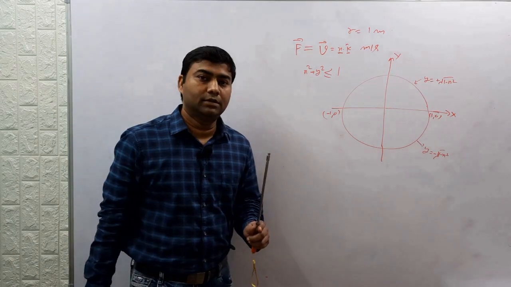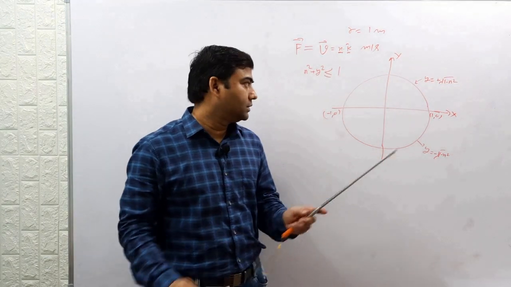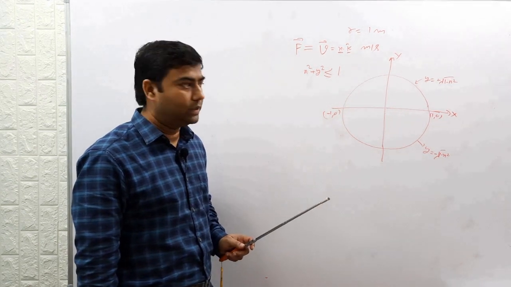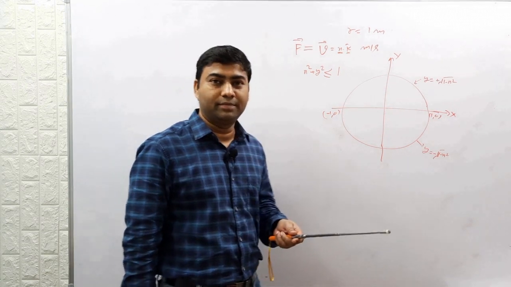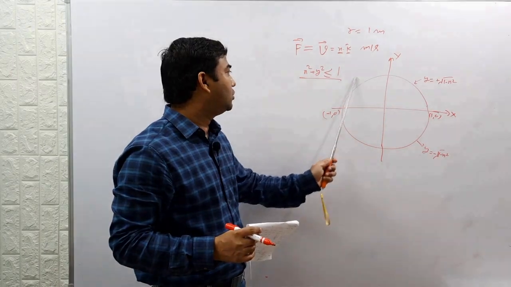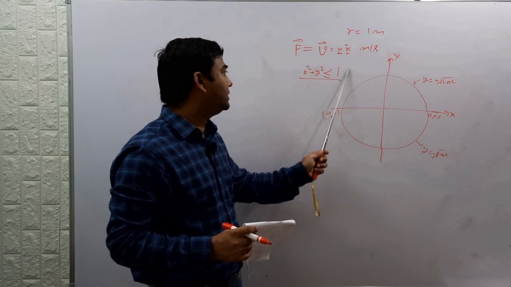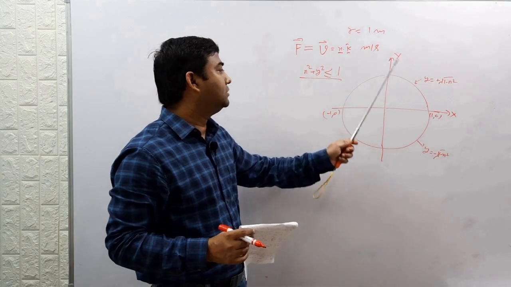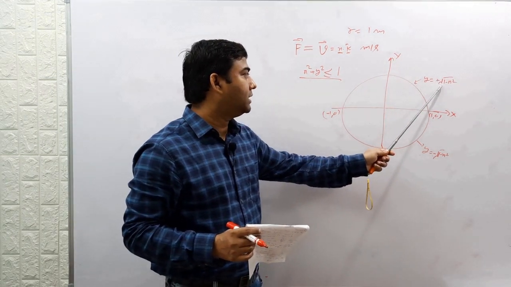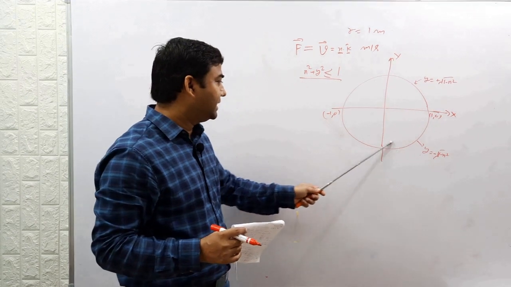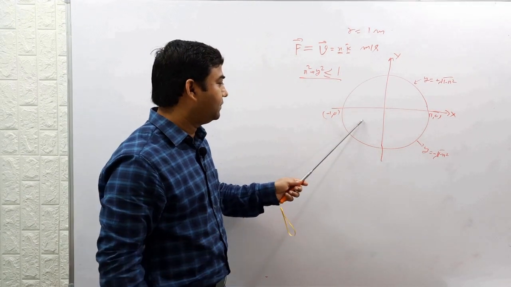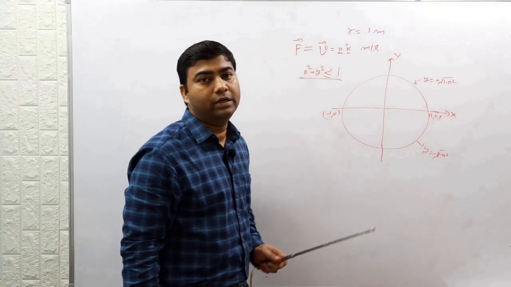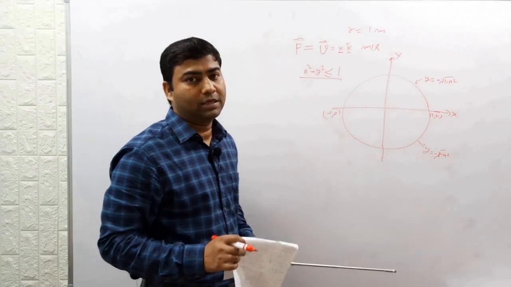So here we will find the total flux through this region given by the equation x² + y² ≤ 1 by double integration. This is the equation of the circular region. For the upper half, y is positive, so y will be plus under root 1 minus x². And in the negative half, y is negative, so the equation is y equals minus under root 1 minus x².